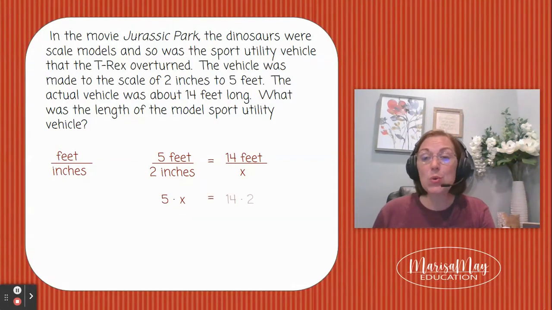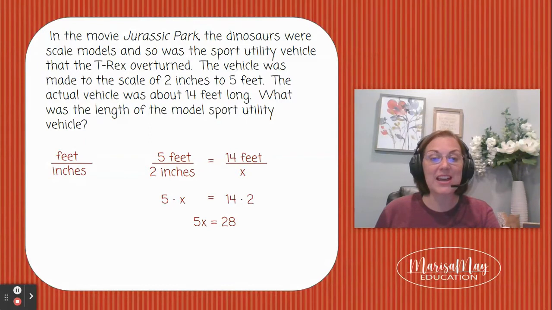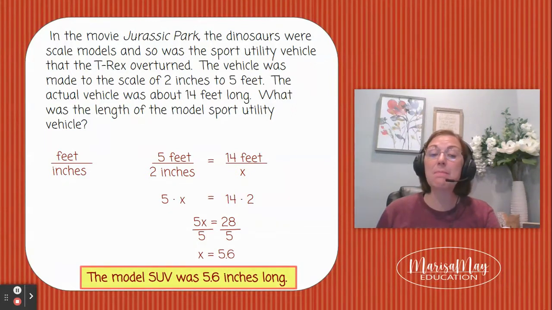Next, we're going to cross multiply. So 5 times X equals 14 times 2. You can see we're cross multiplying here. Let's clean that up a little bit so that we get 5x equals 14 times 2 is 28. And now we want to solve for x here. So we do that by dividing by 5 so that x is 5.6. This tells us that the model SUV was 5.6 inches long.